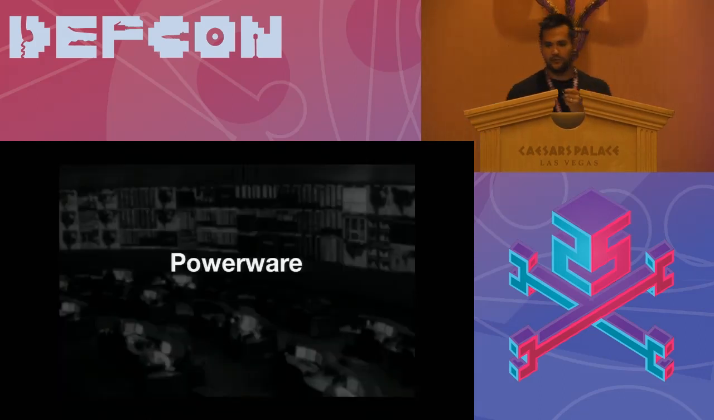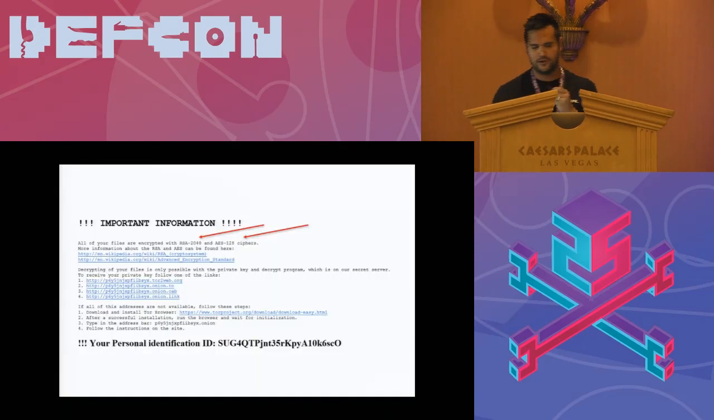Okay, so we'll start off with Powerware. Powerware is a PowerShell-based ransomware, one of the first, if not the first, ransomware family that's based in PowerShell. Here's a ransom note that we can see. It says that it's not only using RSA 2048, but it's using AES 128. So it's doubly encrypting your files. That sounds pretty bad.